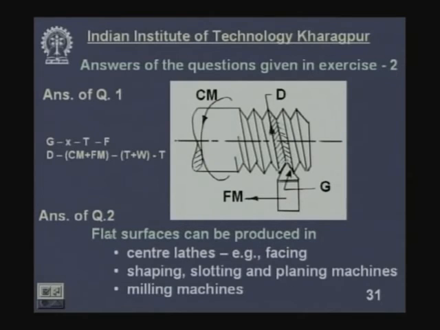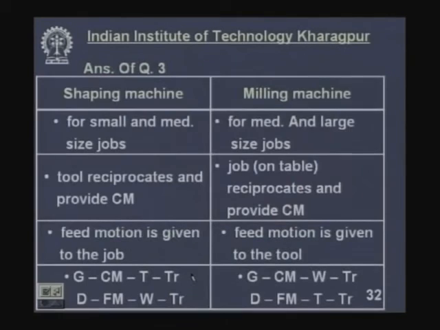Now, question number 2, flat surfaces can be produced in center lathes, for example, by facing, shaping, slotting and planing machines, milling machines and so on. Now, question number 3, the difference between shaping and planing machine we already discussed, and you can see the size of the job is small and big. This is a planing machine, the earlier was a mistake, this will be planing machine.